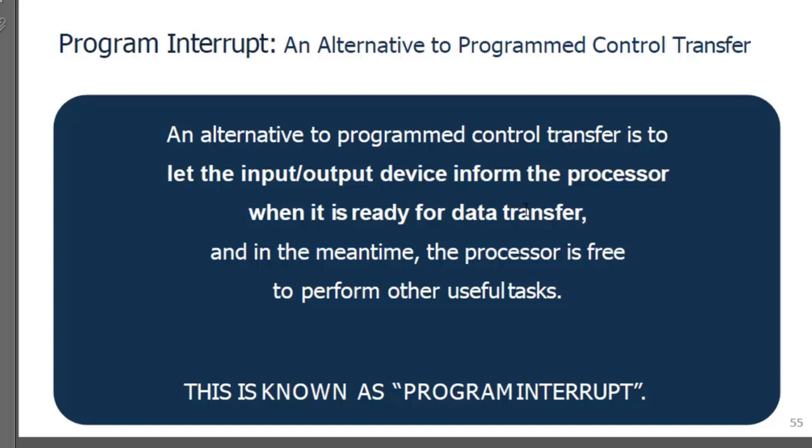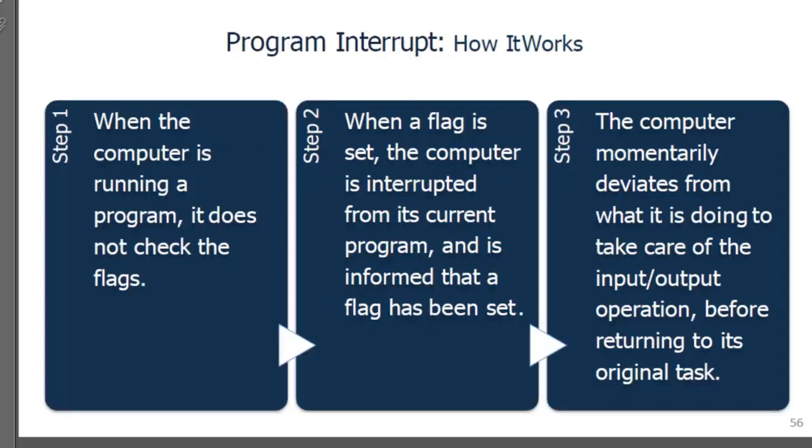An alternative to program control transfer is to let the input output device inform the processor when it is ready for data transfer. Now what was happening in program control transfer? The computer has to check the status of the flag bit every time. Only after checking the status of the flag bit, it could perform the operation. That means the input output device will inform the processor whenever it is ready for data transfer, and in the meantime, the processor is free to perform other useful tasks. This is known as program interrupt.